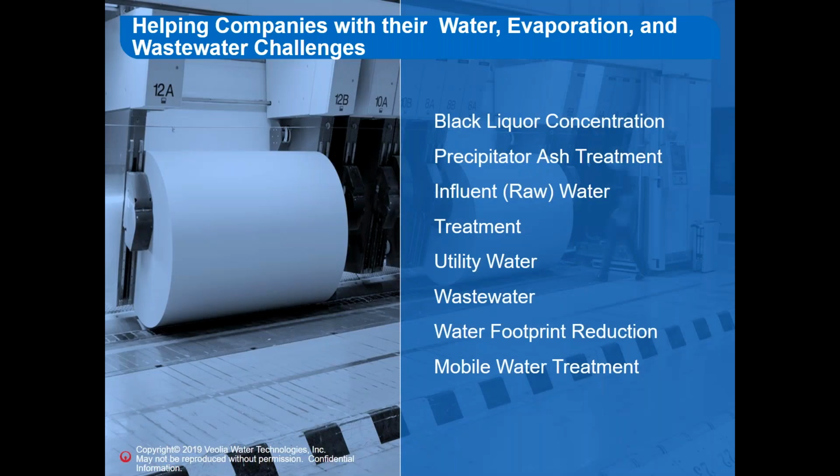When looking specifically at pulp and paper, we look to help pulp and paper companies with their water, evaporation, and wastewater challenges. And you can see on the right hand of the screen our suite of capabilities and what they cover. Everything from black liquor concentration, precipitator ash treatment, influent or wild water treatment, utility water, wastewater, and water footprint reduction, as well as mobile water services.